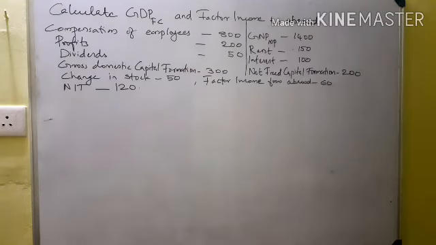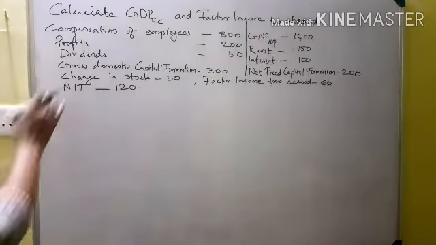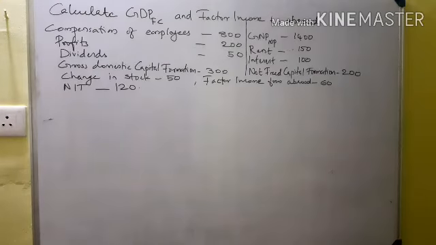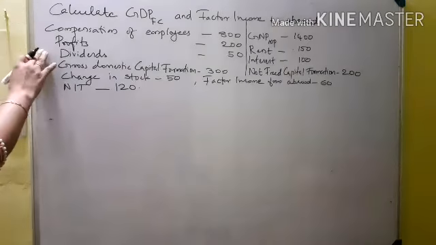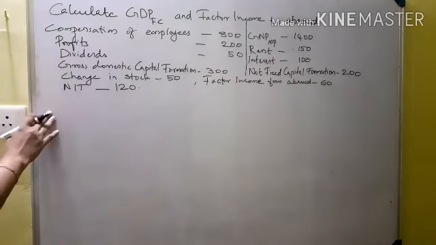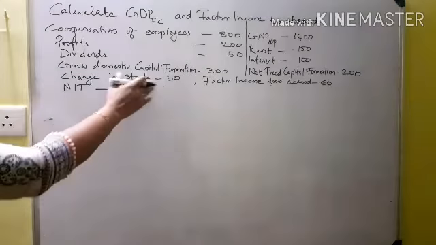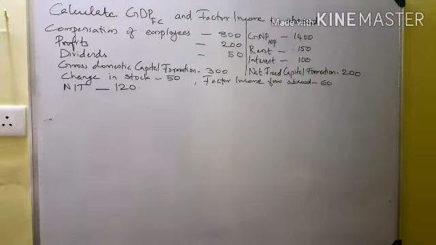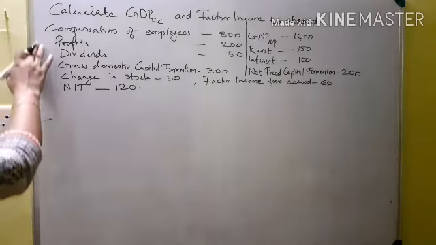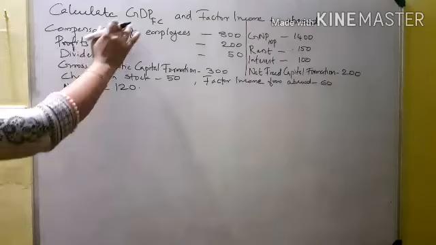Let's discuss this question. The values given are: compensation of employees 800, profit 200, dividend 50, gross domestic capital formation 300, change in stock 50, net indirect tax 120, gross national product at market price 1400, rent 150, interest 100, net fixed capital formation 200, and factor income from abroad 60. From this information, how can we calculate GDP FC?